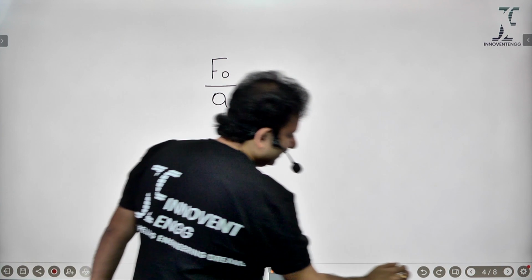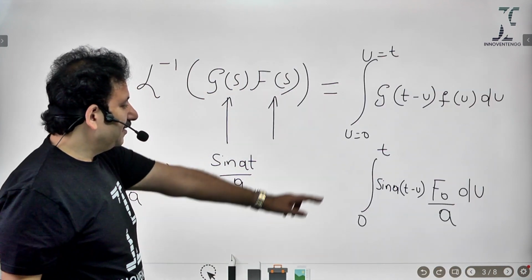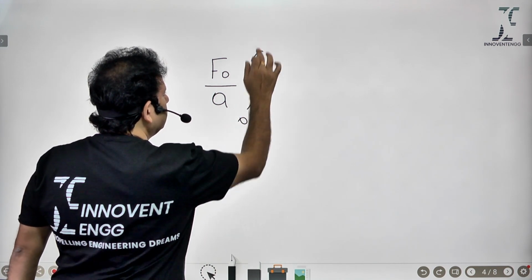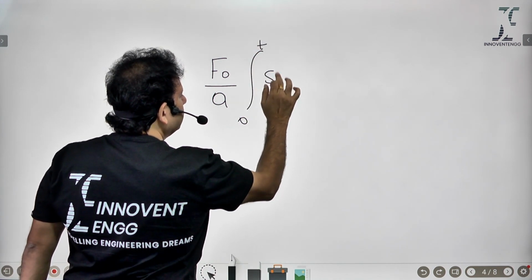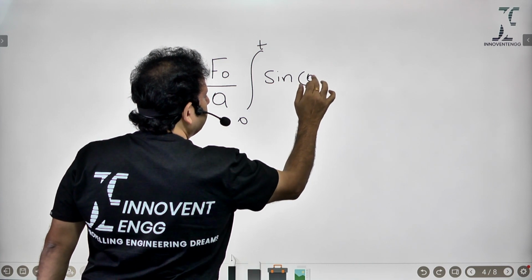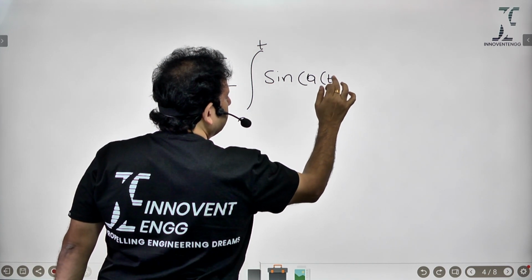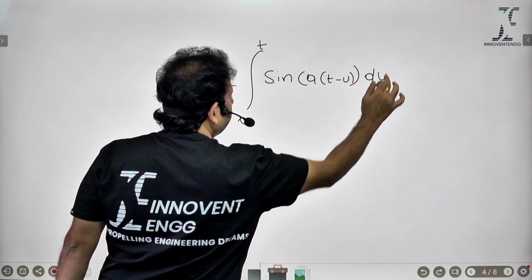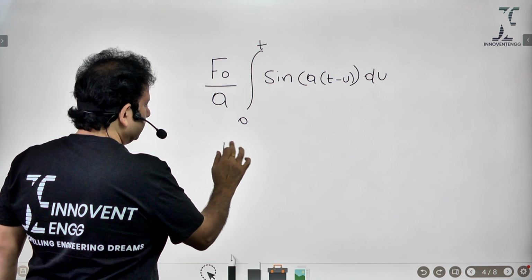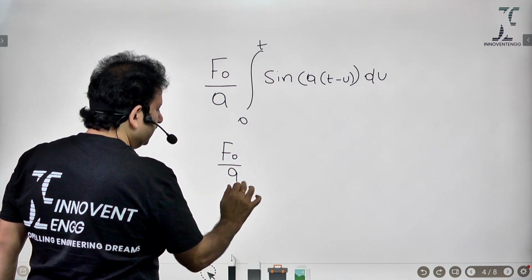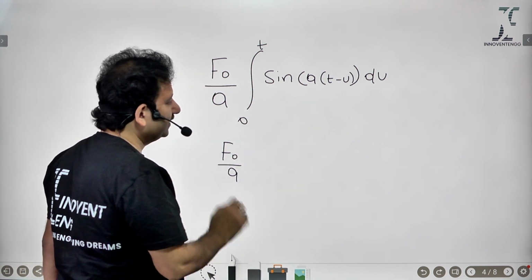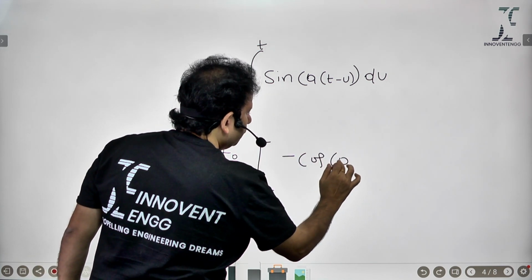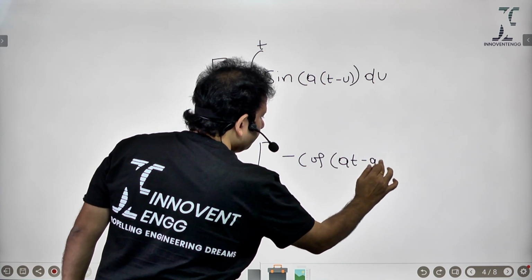Let me not write in advance. That's what I'm going to get. So f naught by a, and what you have here is integral 0 to t sine. In fact, a here you're replacing by t minus u, and you are integrating with respect to u. So what is it going to be? It's going to be very simple. Remember, whenever you integrate sine, you get minus cos, okay? Of course, at minus au.